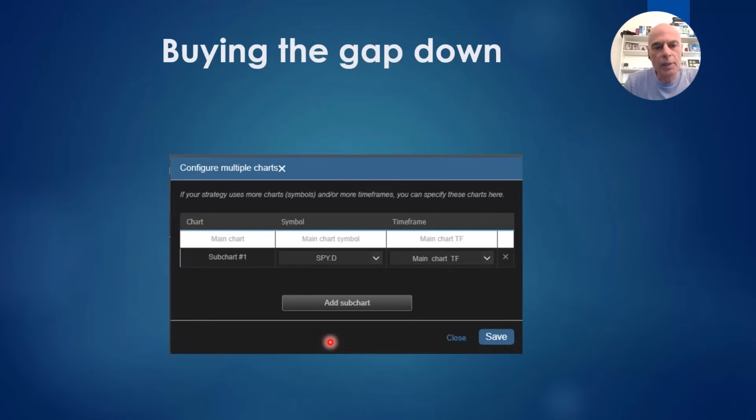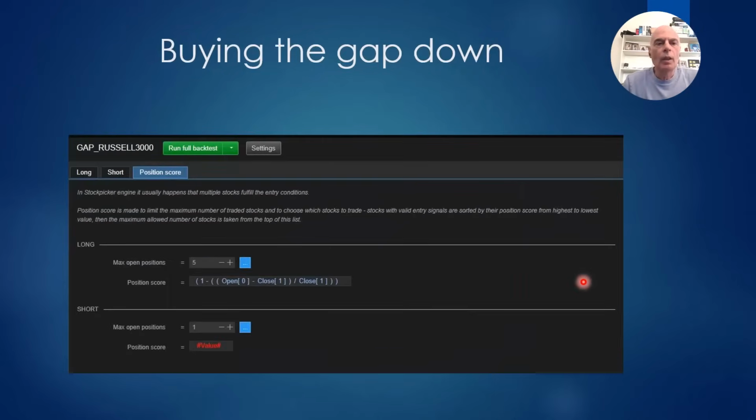Here's where I define the subchart 1 to be the SPY, daily SPY closing. This is a setting you need to make on the SQX. And now we come to the position score, where first of all, the strategy can open a maximum number of positions, 5 stocks at the same time.